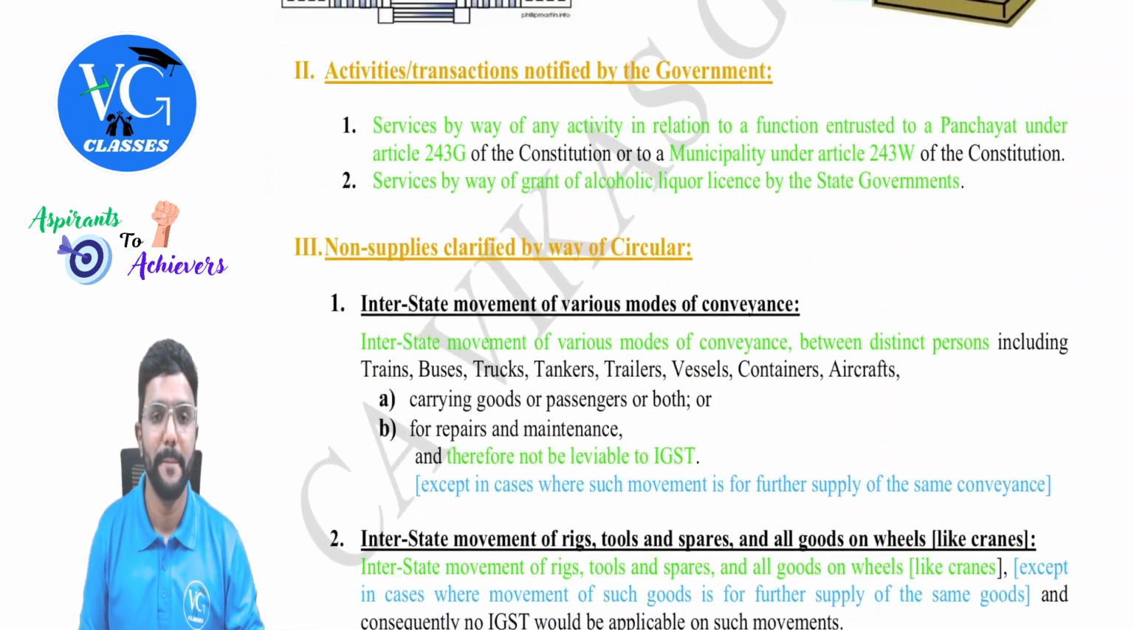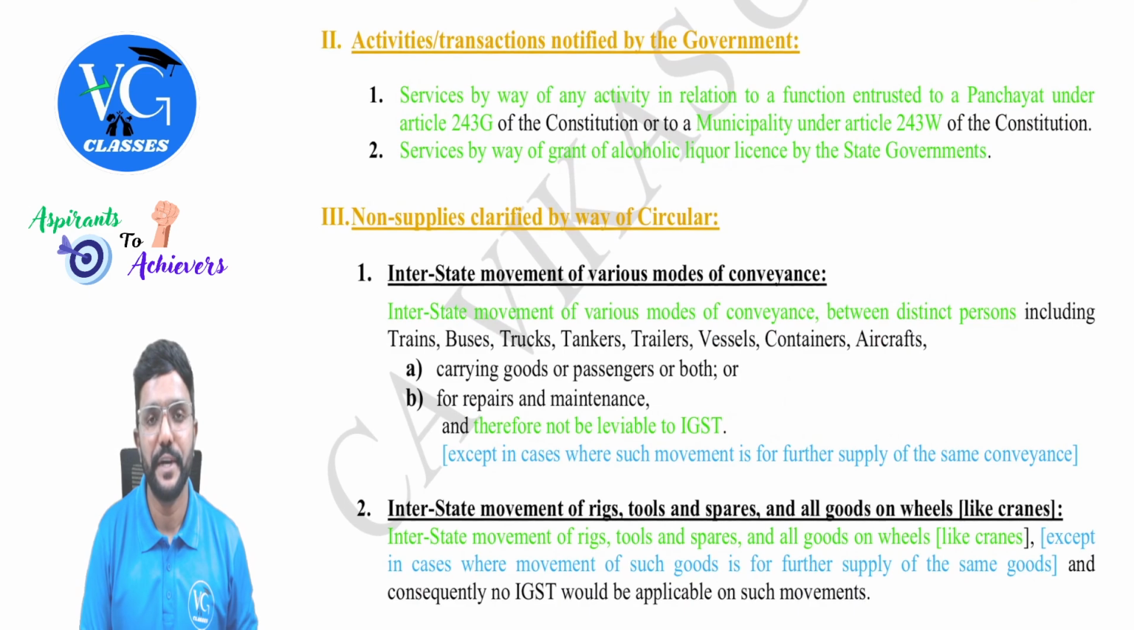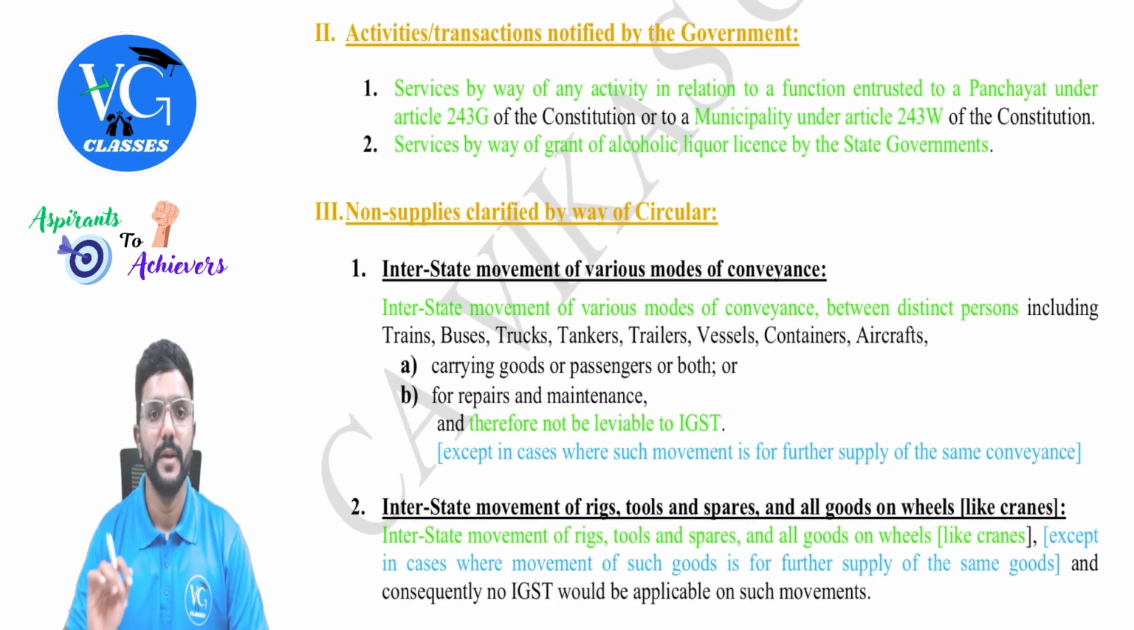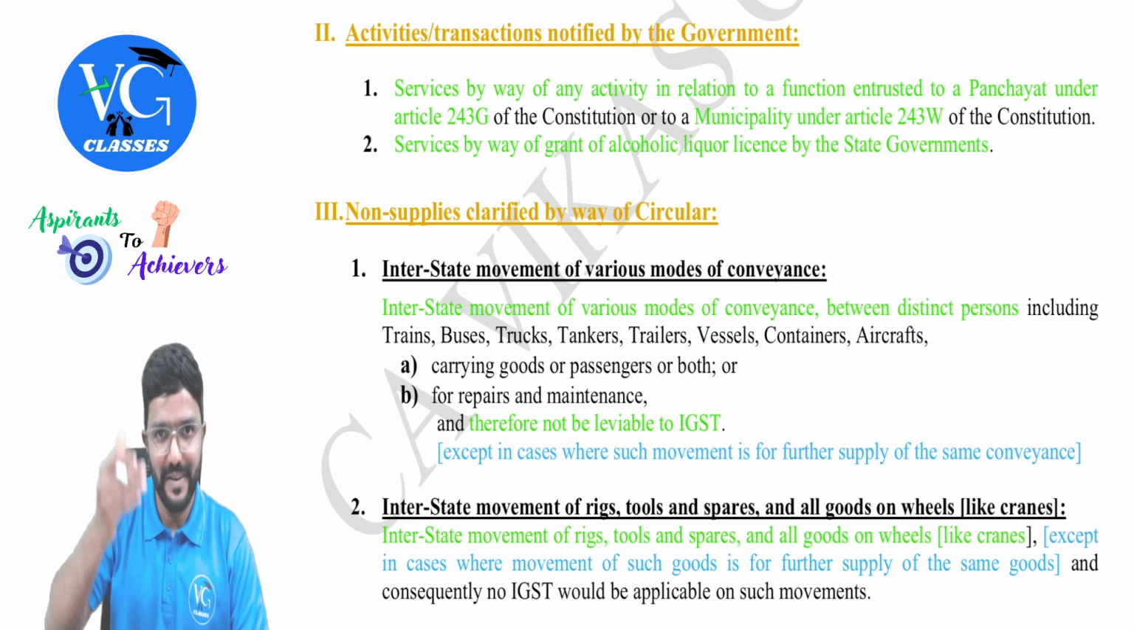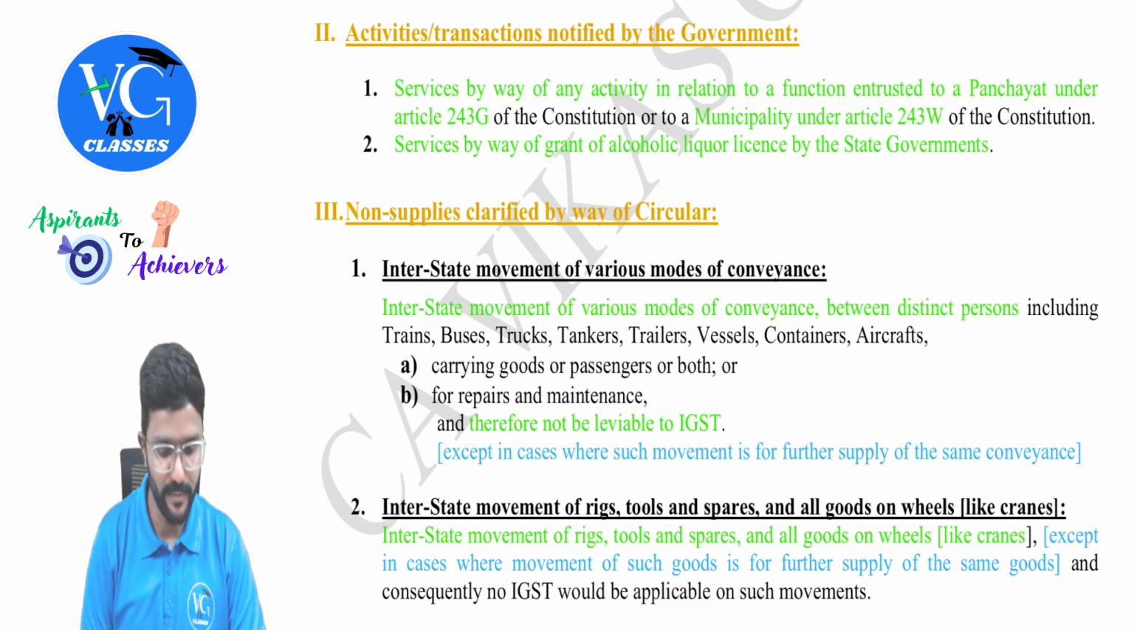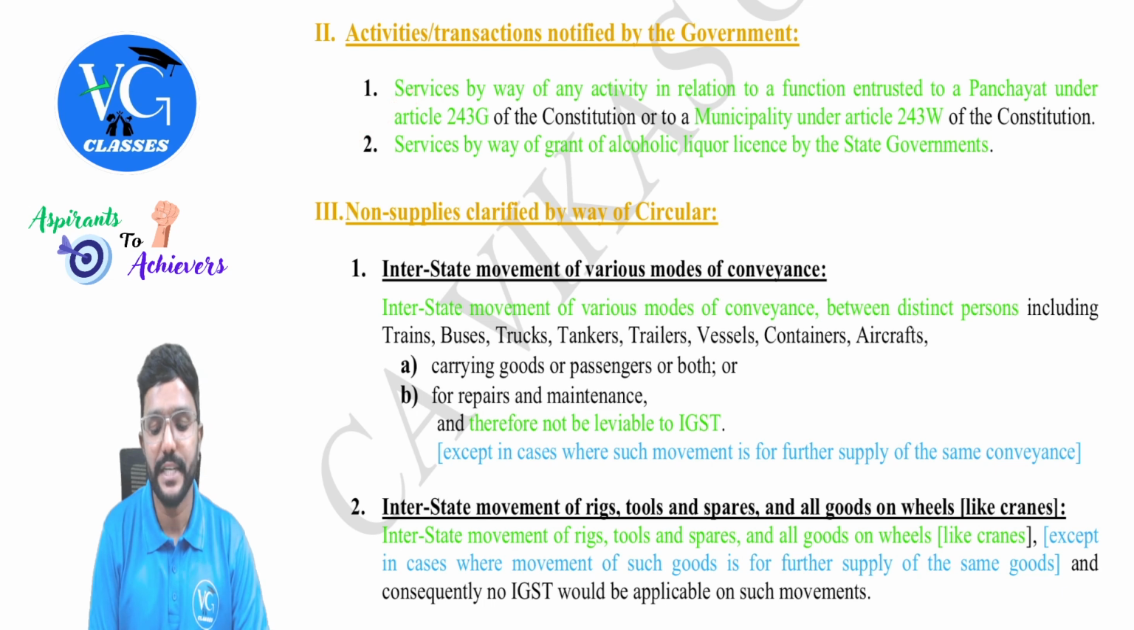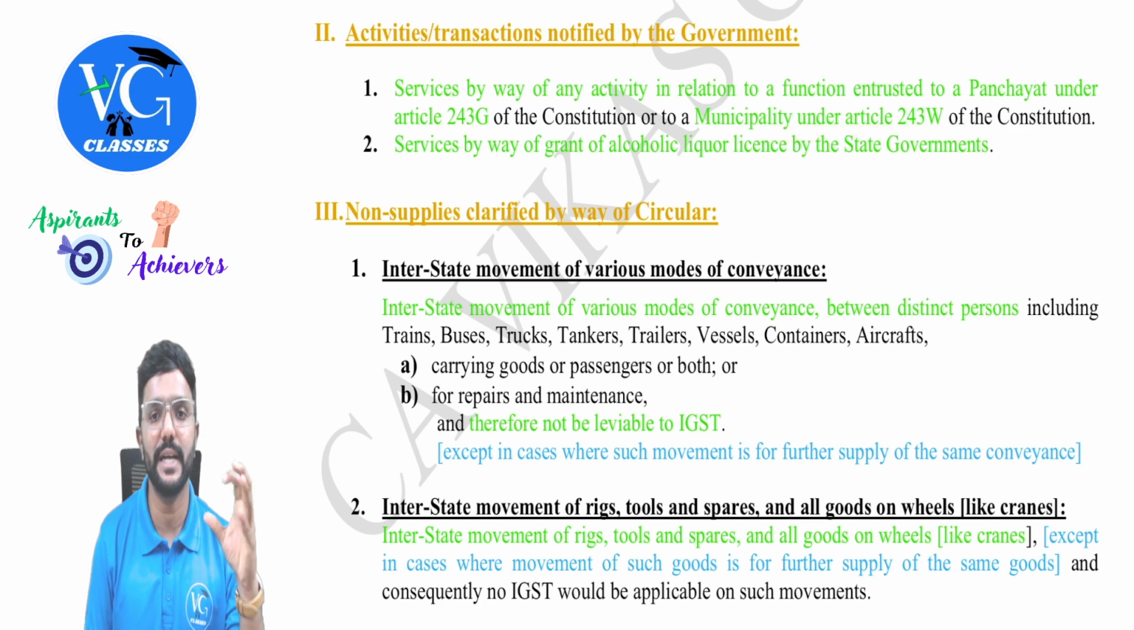We will move forward. We are still in section 7.2. We are done with Schedule 3, but we will continue with section 7 to other items. Activities or transactions notified by the government. Services by way of an activity in relation to a function entrusted to a panchayat under Article 243G of the Constitution or to a municipality under Article 243W of the Constitution.